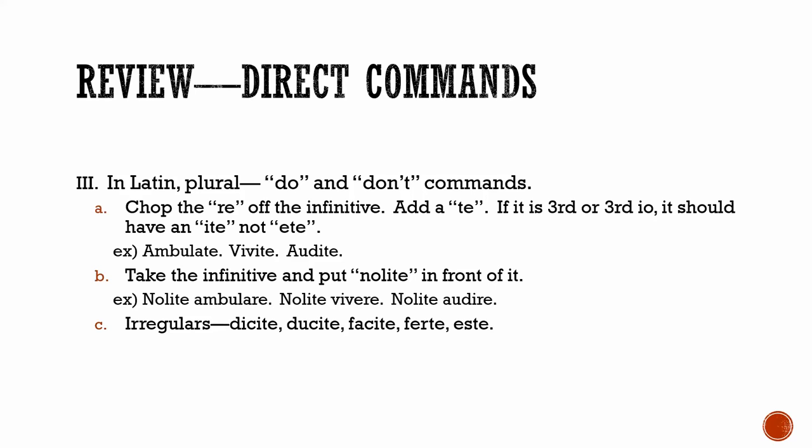Irregulars. This is only going to be irregular in the do's. So if I wanted to say speak or say, dicite, and that's actually not irregular. Ducite, again not. Facite, again not. They're third and third io, so you'd expect them to be made that way. But since they were irregular in the singulars, I'm giving them to you here. Ferte, notice there's no vowel, so that's kind of weird. And then este, well, again, for be and bear or carry, we just don't have that vowel.